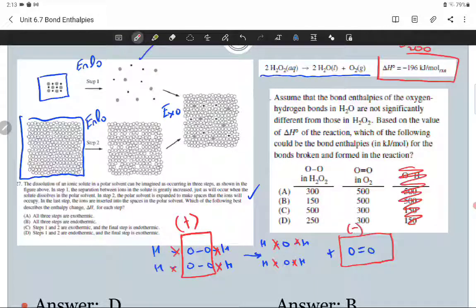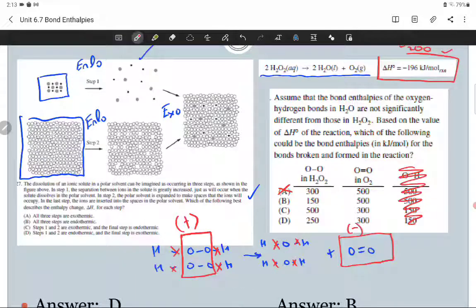The O's, I'm looking at answer A here. So 300 plus 300 minus 500. Does that get you negative 200? No.